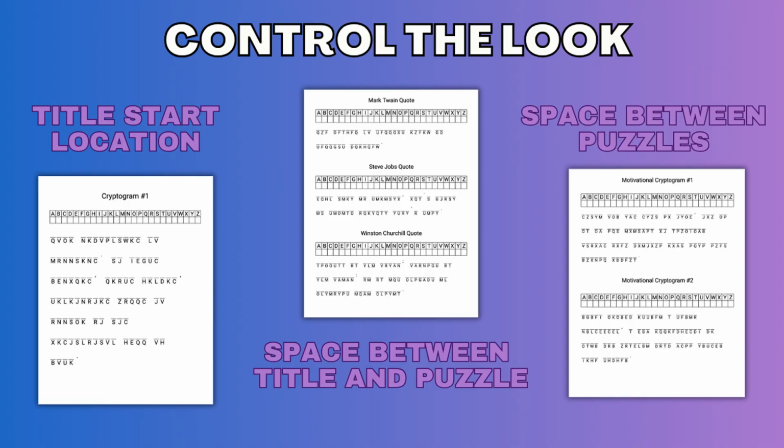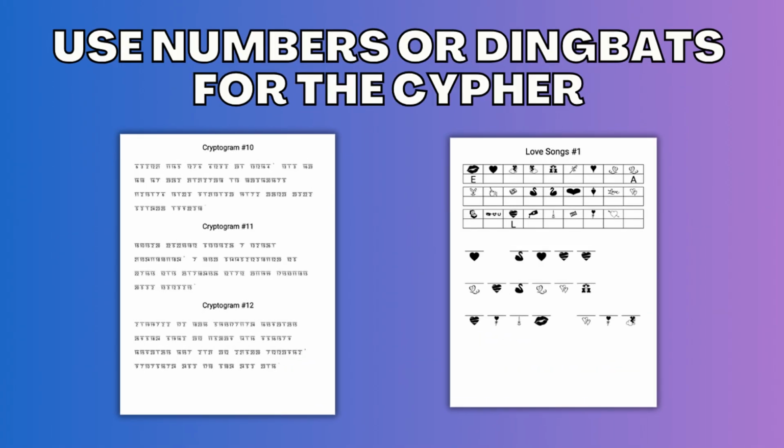With this update, you have greater control over the appearance of your pages. Now you have control over the placement of the title on the page, the gap between the title and the puzzle, and the gap between puzzles if there are multiple puzzles on one page. Additionally, we've included the option to use numbers or symbols instead of letters for the cipher, as well as the ability to customize the starting number for the puzzles, offering even more options for puzzle customization.